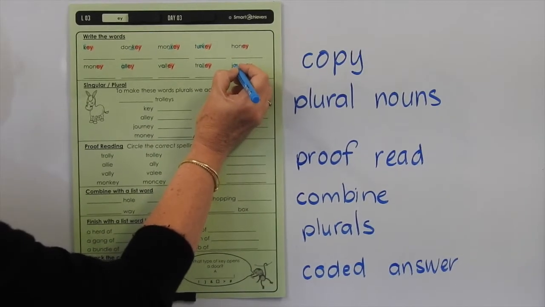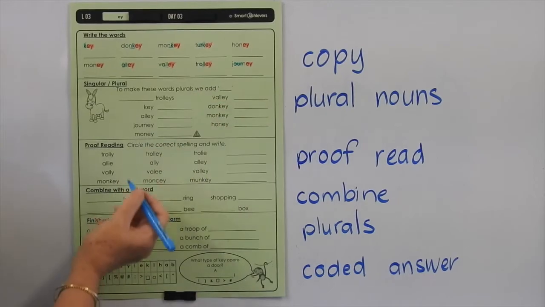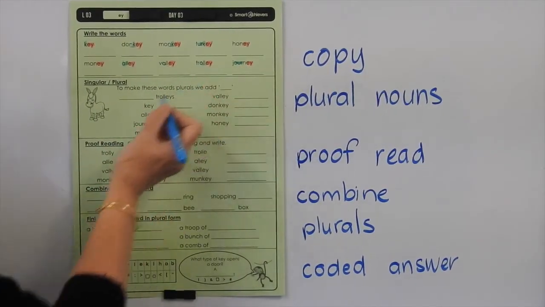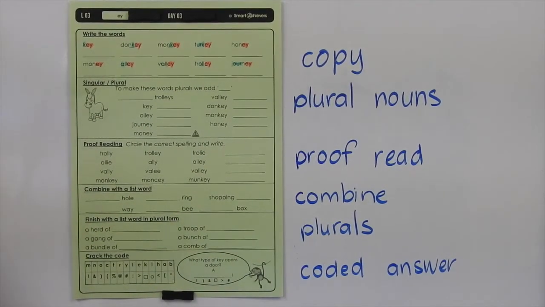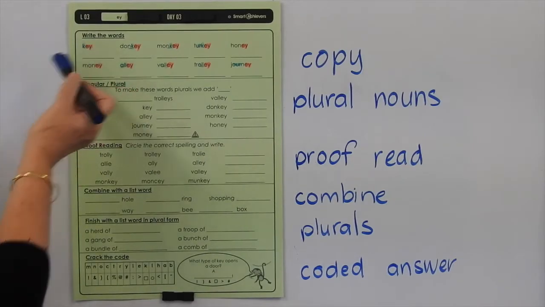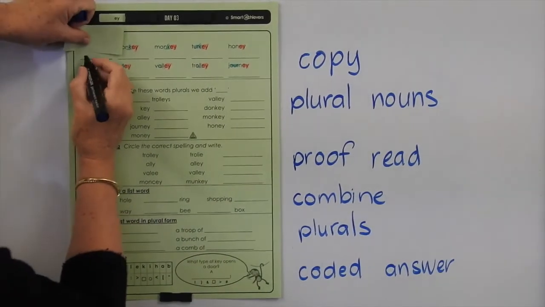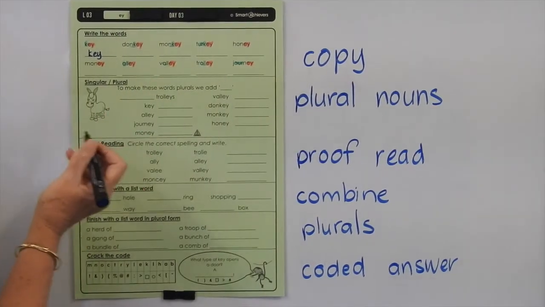This O-U-R in journey for the sound is not very common. So you'll really have to think hard when you're writing that one to put the O-U-R into it. So let's read the words, sound the words, spell the words and write them. We've got key, K-E, K-E-Y. So cover it and write it. And you can do the rest of those on your own.